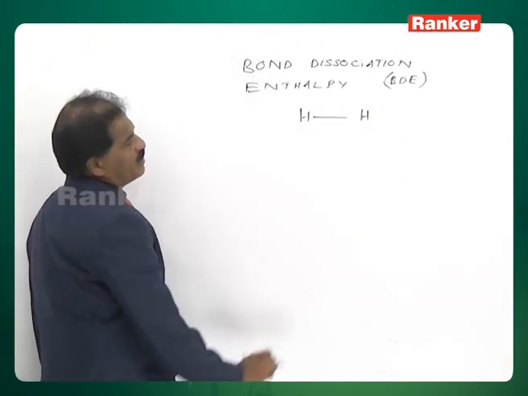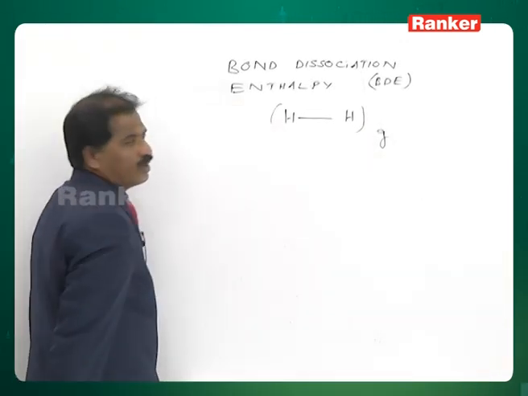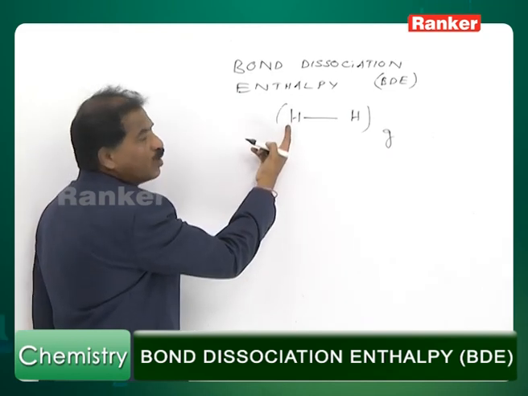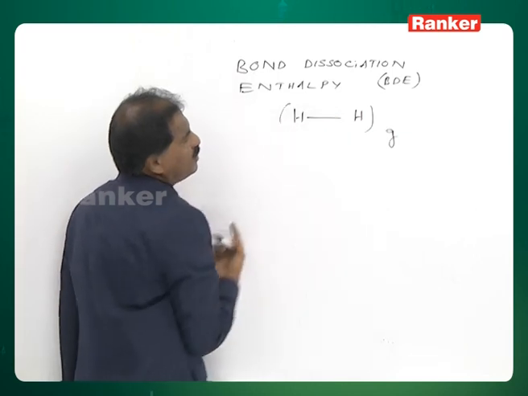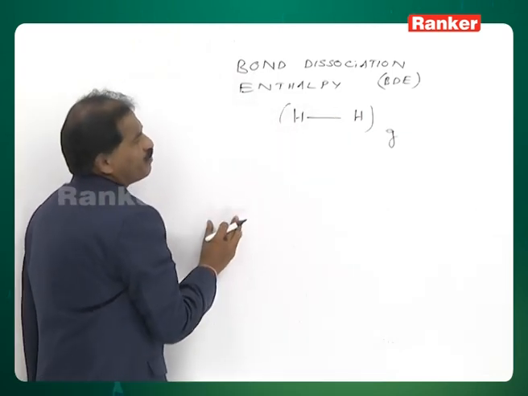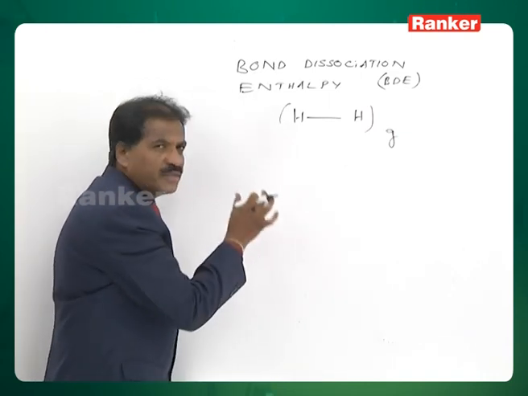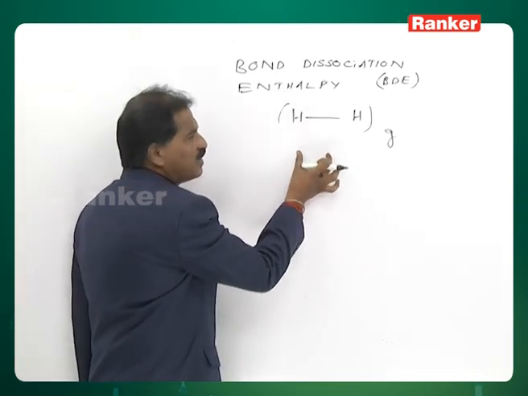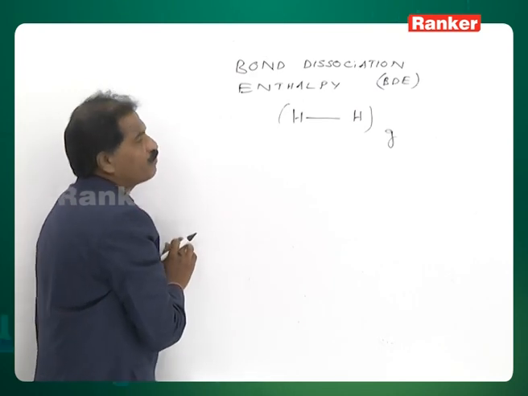At STP conditions, hydrogen will exist in the gaseous state. Next, we know one molecule has one single bond. So therefore, if you take 1 mole of the molecules, they possess 1 mole of the covalent bonds. Therefore, bond dissociation enthalpy means energy required to break 1 mole of the bonds present in 1 mole of the gaseous state diatomic molecules is called bond dissociation enthalpy.